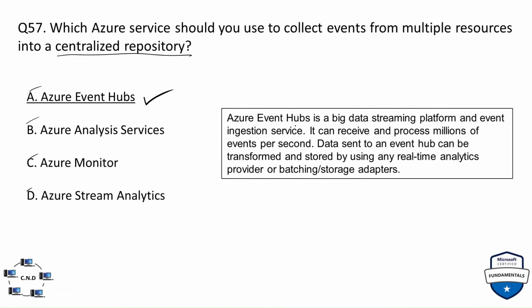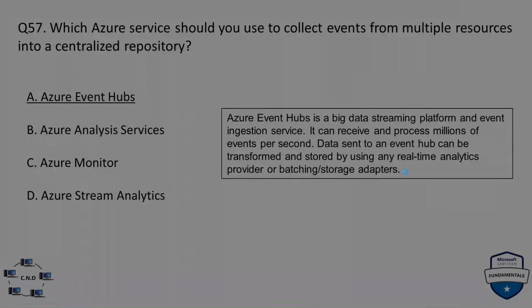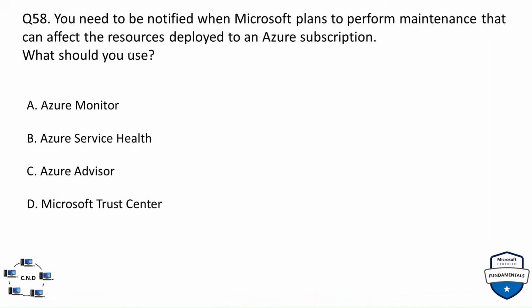And the Azure Event Hub is a big data streaming platform and event ingestion service. It can receive and process millions of events per second. Data sent to an event hub can be transformed and stored by using any real-time analytics provider or batching/storage adapters.